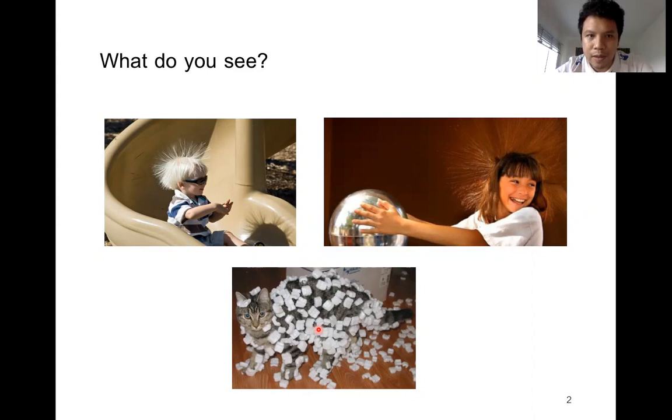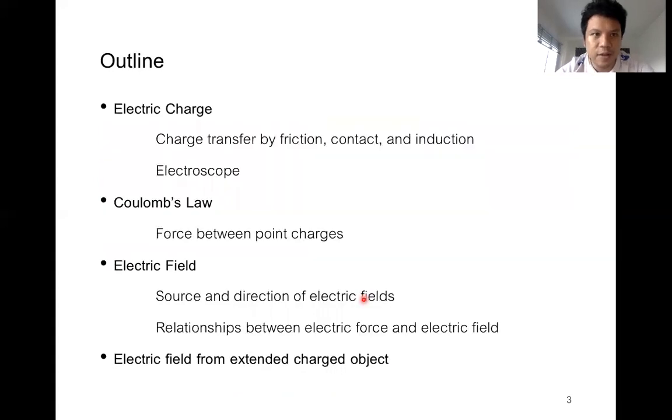So the hairs of the children, they are kind of pointing up because some electric charge within the hairs have the same type, and they repel each other. But for the case of the cat fur and the small objects, maybe the polystyrene foam or anything, they tend to have different types of electric charge. So different types of electric charge will attract. Okay, so we are going to see the detail in the lecture.